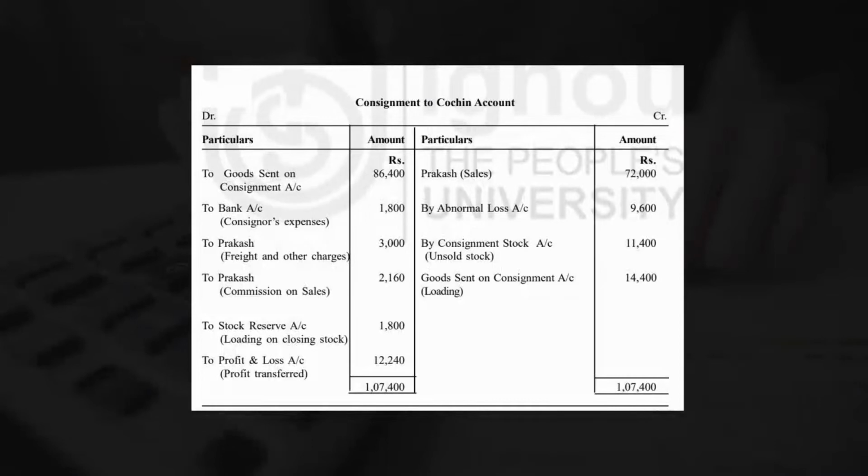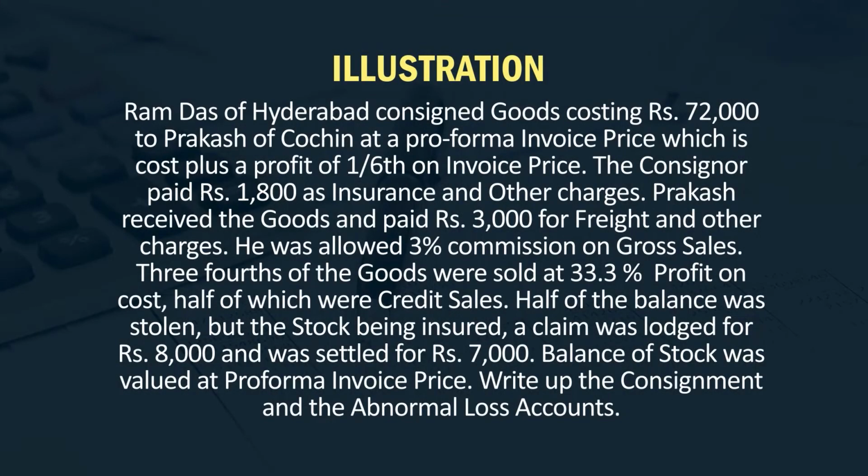So this is the consignment account. First one is goods sent on consignment. Let's check. The cost was 72,000 and it has been sent at pro forma invoice price, which is cost plus profit of 1/6 on invoice price. So 1/6 of this is 12,000. Okay, this is 1/6 on invoice price, not on cost price. The consignor paid this much on insurance and other charges.